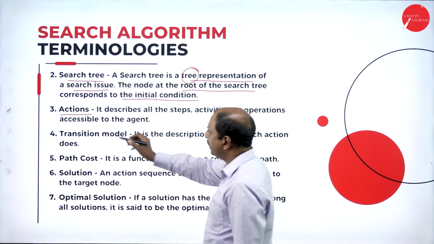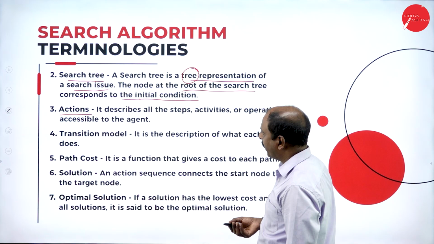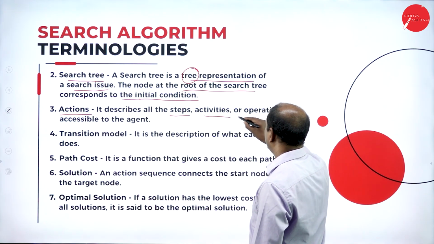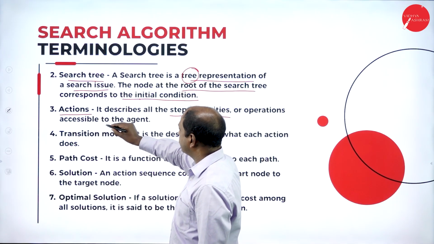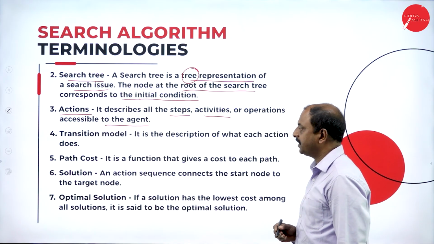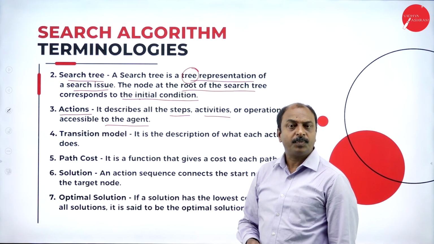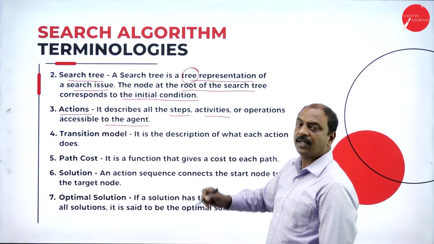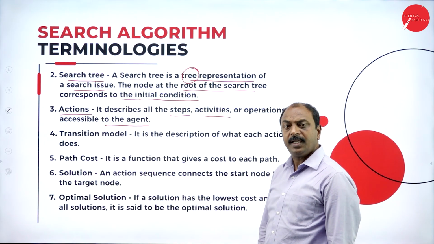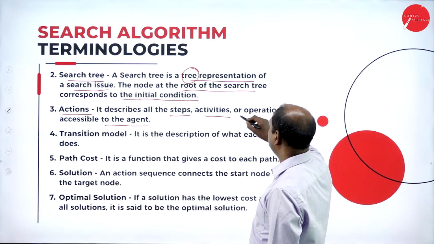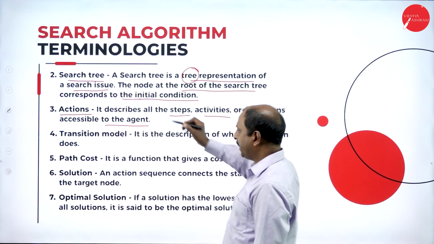The next term is actions. What is the meaning of actions? It describes all the steps, activities or operations accessible to the agents. Here, as all of you know at this stage, agent is a very important part of AI. So all actions are taken through AI agents. So it describes the steps, activities, operations accessible to the agent.